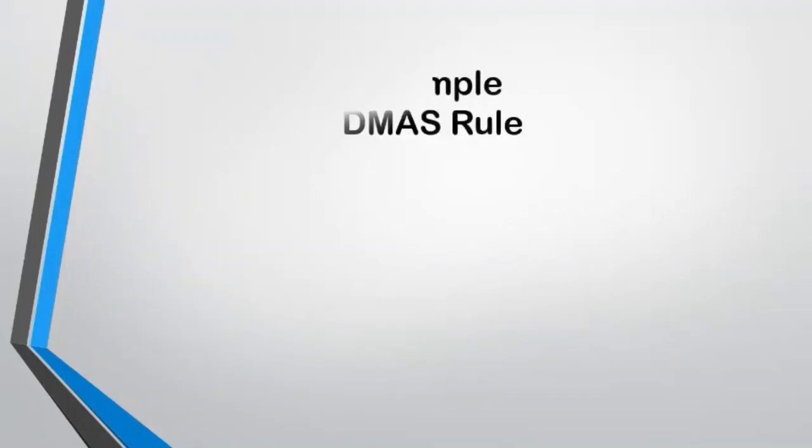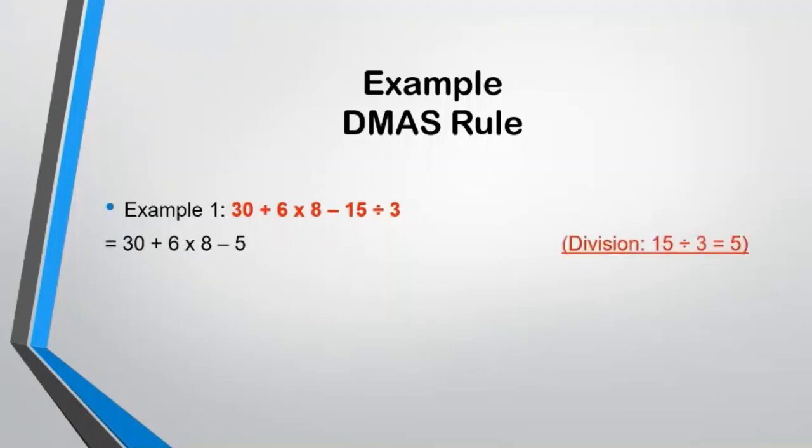Now we will learn more about the DMAS rule by one example. 30 plus 6 into 8 minus 15 divided by 3. First, we will do the division as D stands for division and it is the first. So that will simplify the expression to 30 plus 6 into 8 minus 5. Then we will do the multiplication as M stands for multiplication and it is second in the rule. So that will simplify the expression to 30 plus 48 minus 5.